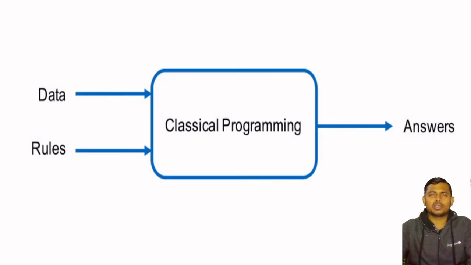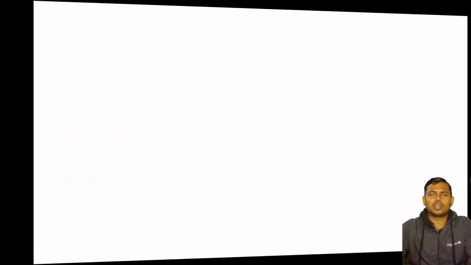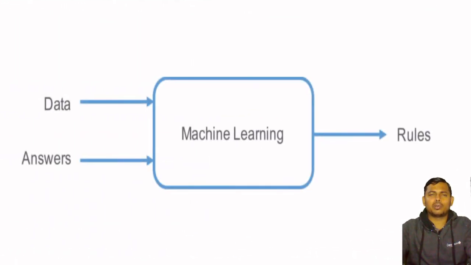But the concept in machine learning is different. Here we will give data as well as answers and we will find the rules. So machine learning is all about finding the rules. And deep learning is a subset of machine learning.